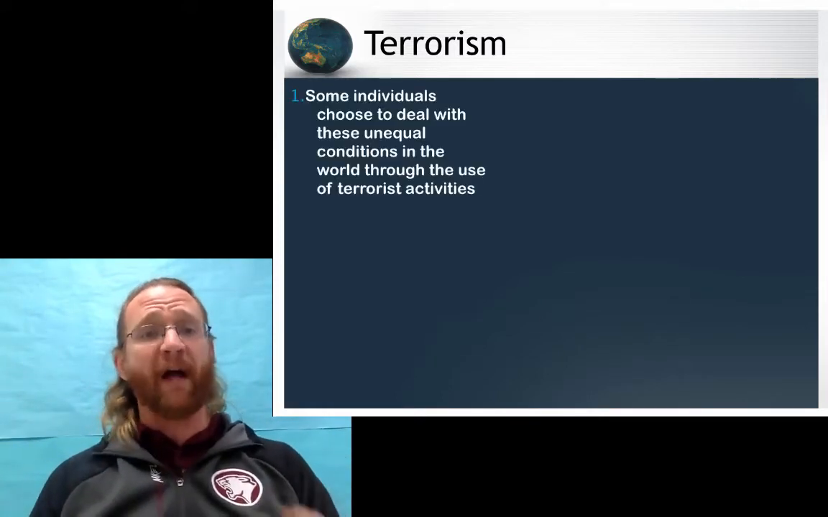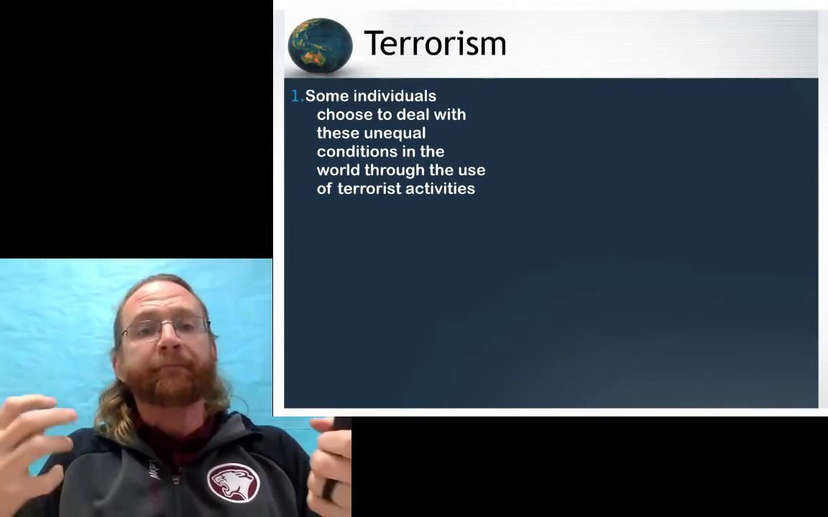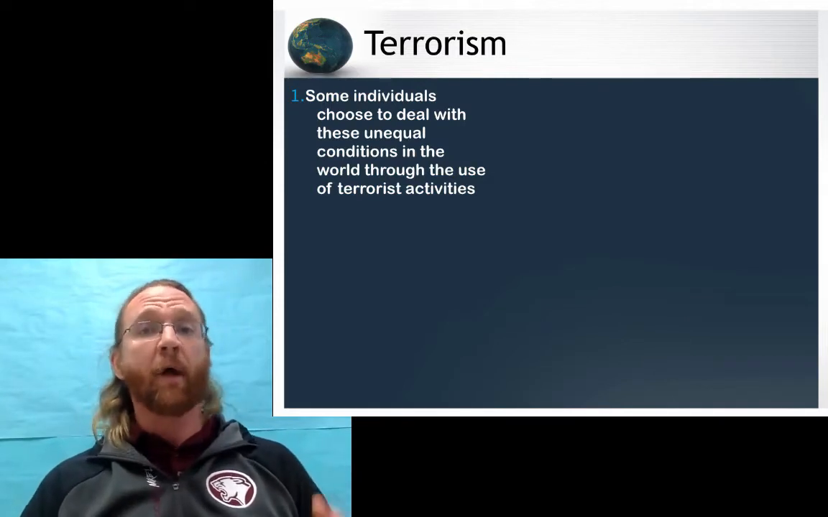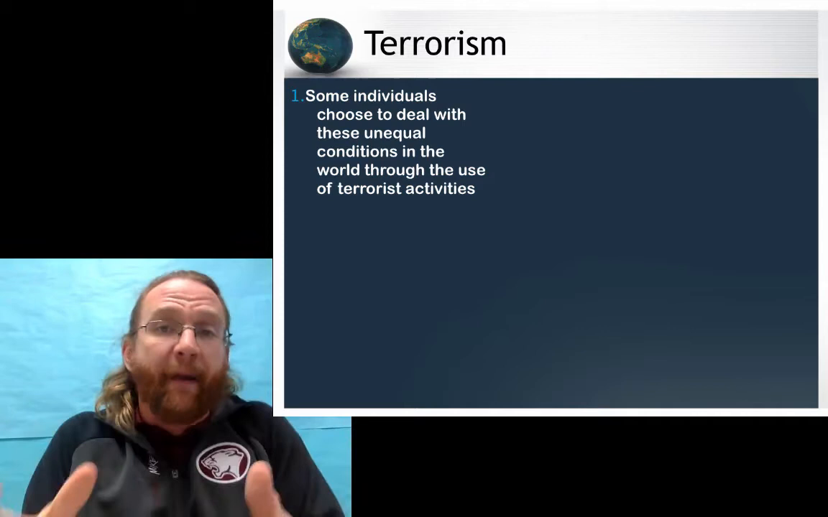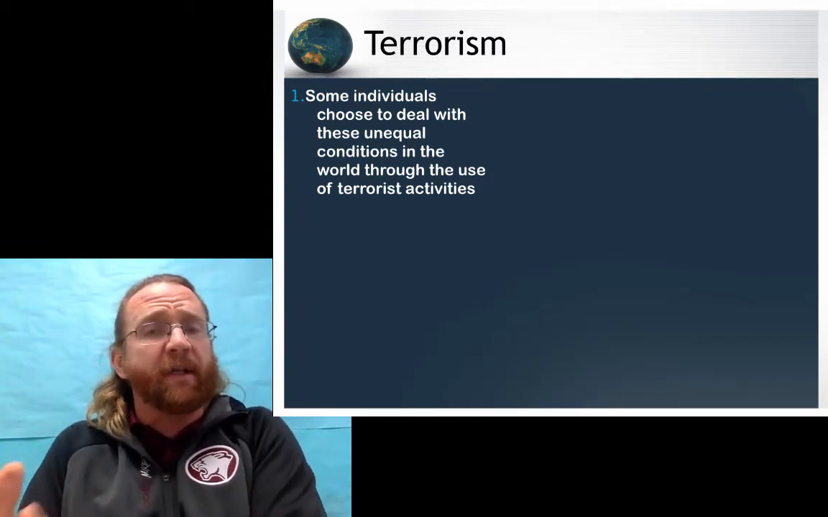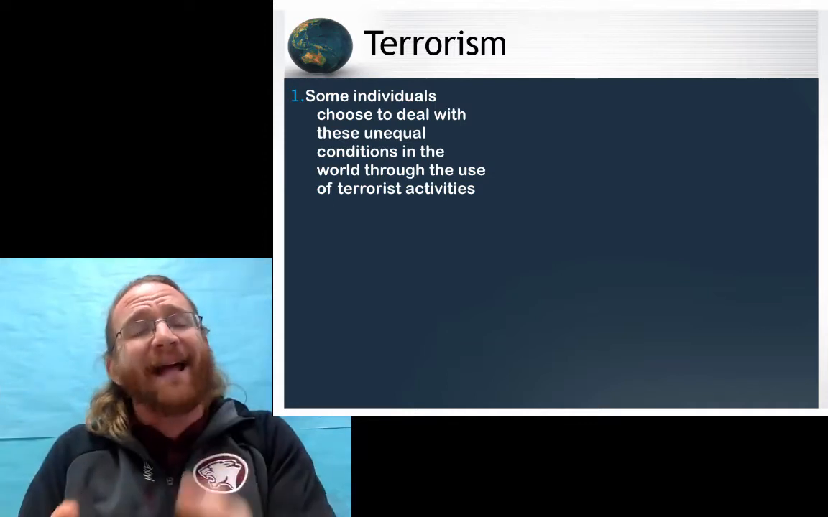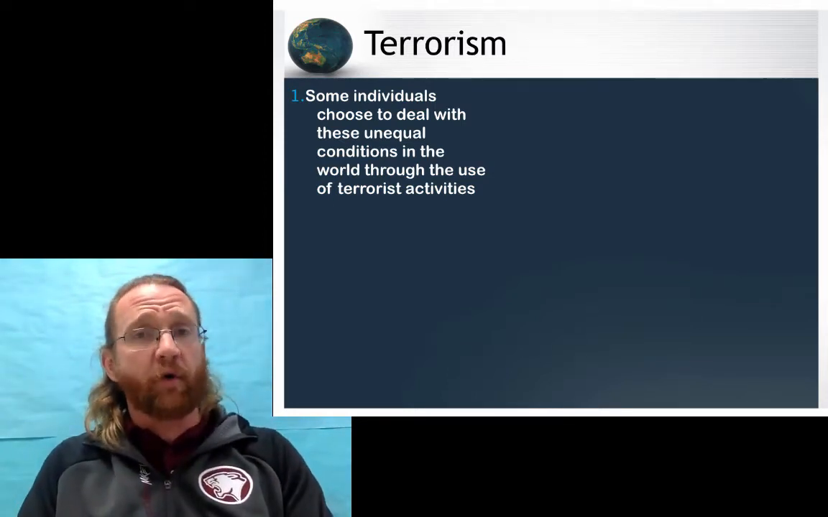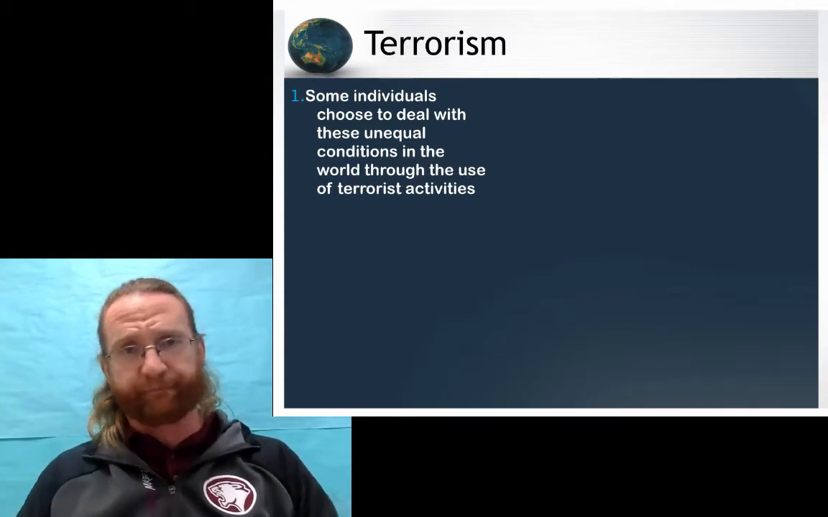One of the responses to those unequal conditions around the world and even within countries is the use of terrorist activities. Typically when we think of terrorism, we think of religious extremists. Here in America, to be quite honest, we typically associate that with the Islamic religion. That is not the case. These differences can occur for all sorts of reasons, and people use terrorism for all sorts of causes.